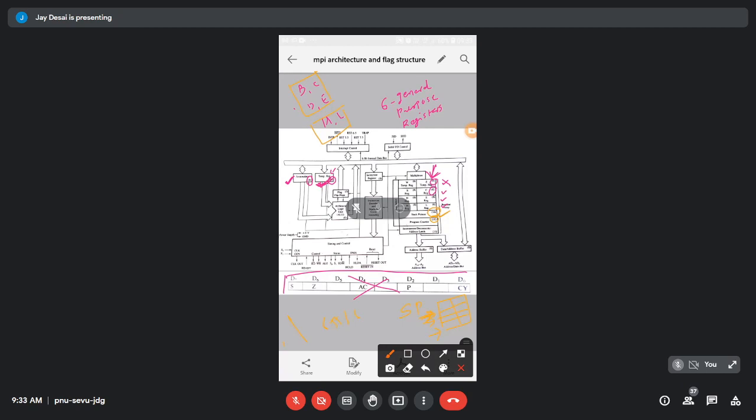So program counter is nothing but it stores the location of the next instruction to be executed by the processor. Program counter is nothing but it stores the location of the next instruction to be executed by the processor.